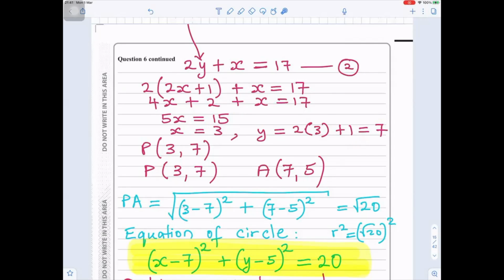Now we want to find the distance between P and A. So we use that distance formula. So it's 3 minus 7 all squared plus 7 minus 5 all squared, and square root of that. So that gives us square root of 20, which means the radius r squared is 20. So the equation of the circle is (x minus 7) all squared plus (y minus 5) squared equals r squared. But r squared is square root of 20 squared, which is 20.